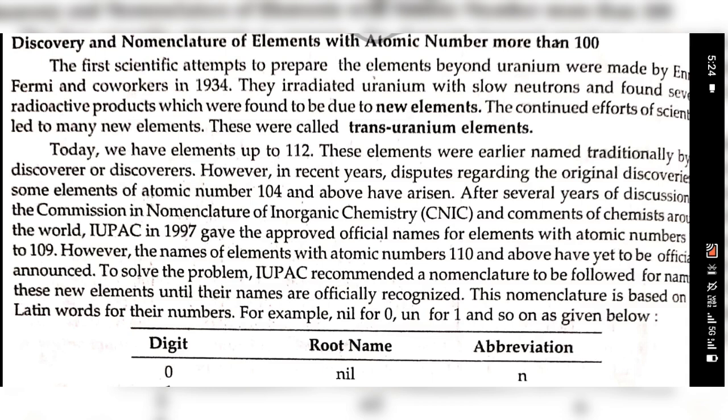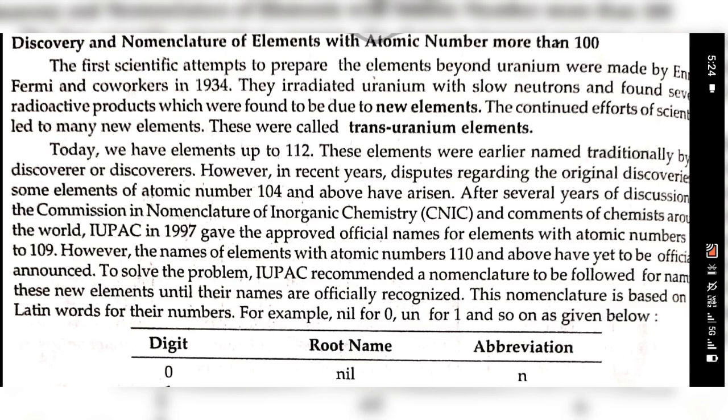These elements were earlier named traditionally by their discoverer or discoverers. However, in recent years, disputes regarding the original discoveries of some elements of atomic number 104 and above have arisen. After several years of discussion by the Commission on Nomenclature of Inorganic Chemistry (CNIC) and comments of chemists around the world, IUPAC in 1997 gave the approved official names for the elements with atomic number 104 to 109.